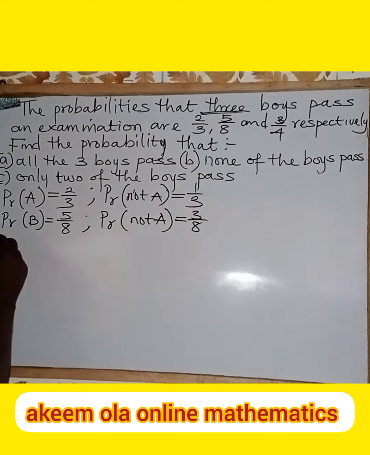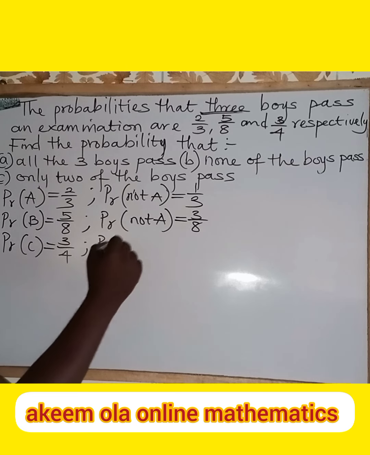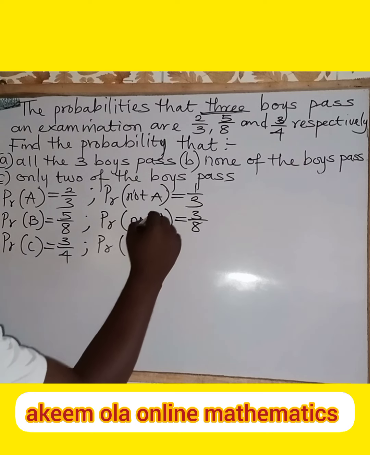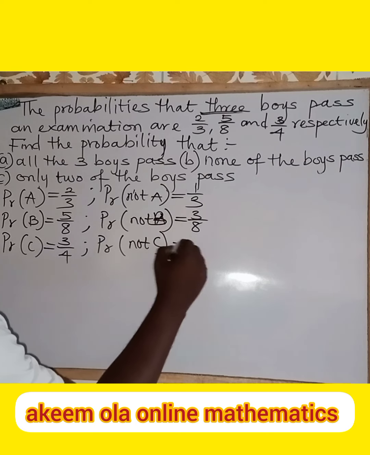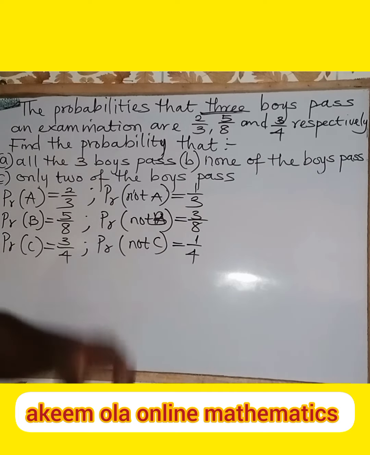And we have the third one, the probability of C. That will give us 3 all over 4. The probability of C failing the examination is 1 all over 4. Now back to the first question.